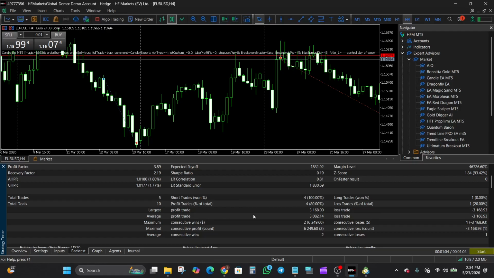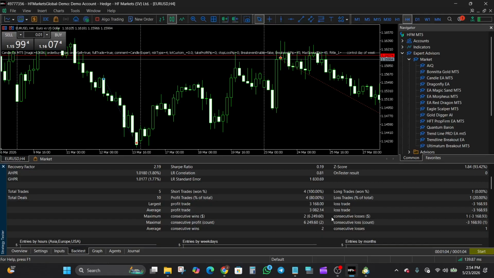We can see that the largest profit was 3,168. The largest loss was 3,168.93. The average profit was 3,082.14. The average loss was 3,168.93. So that tells me that the risk to reward ratio is quite bad. It is close to 1:1.